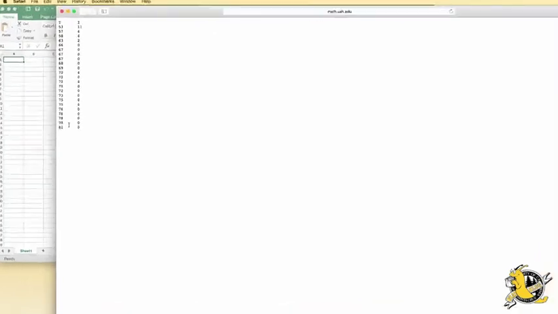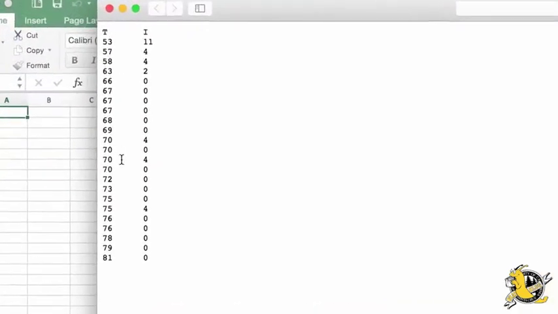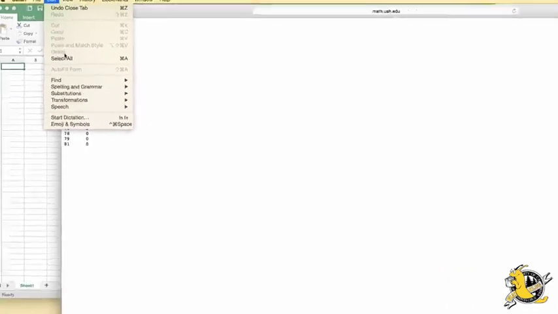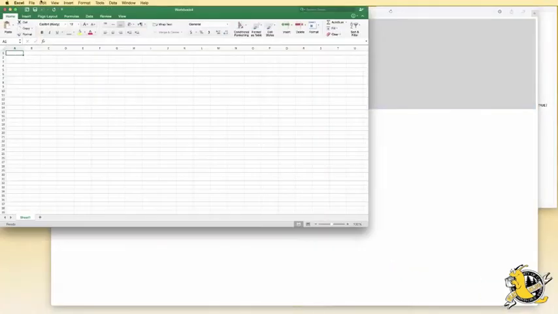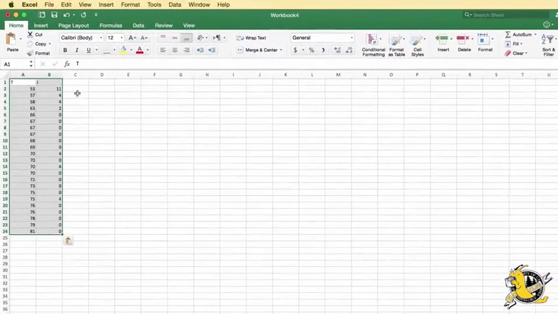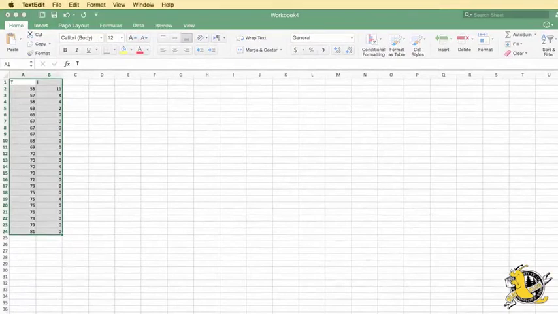Here we can see the 23 previous launches, the temperature in degrees Fahrenheit, and an index of damage to the O-rings. Most launches had no damage, but some of them had 2, 4, or 11 units of damage. We'll copy all of this data and paste it into Excel. Let's take a look at a plot of the data.